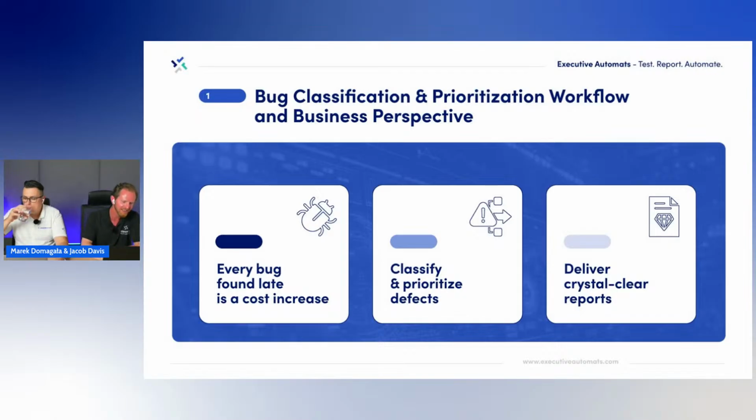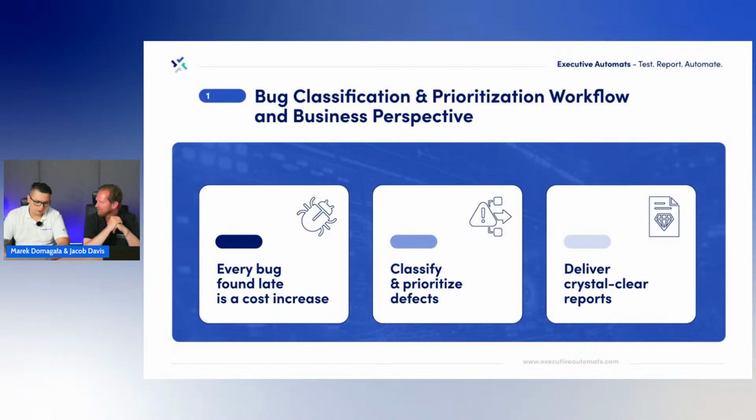That makes sense, those are good examples. What are some of the bugs, though, that you're working with while you're doing your daily work with Executive Automats? What kind of defects are you typically finding?